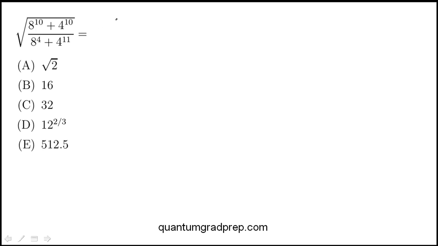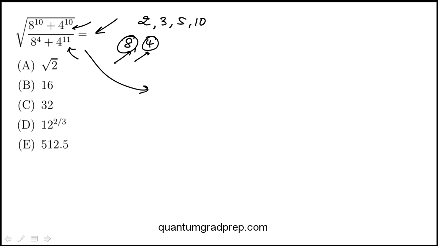So in general on the GRE, if you see exponent problems, the first thing to recognize is that almost always they will give you expressions or powers that are powers of some common base. And they would typically be 2, 3, 5, or 10. In this case, you'll notice we have 8 and 4, and both of these can be expressed as powers of 2. So the general strategy is to always write the expression in terms of a common base.